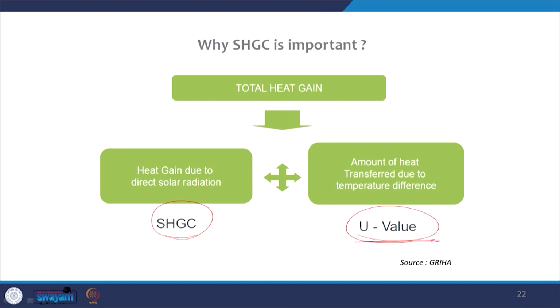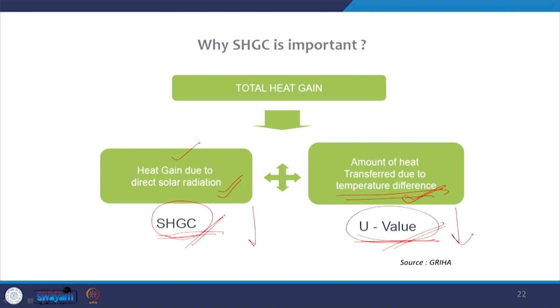Now U value impacts the amount of heat which is transferred due to the temperature difference, which is what we have also seen in the previous lecture, while SHGC is the property of glass which impacts the heat gain due to direct solar radiation. The lesser the SHGC, the lesser the heat gain due to direct solar radiation; the lesser the U value, the lesser the amount of heat transfer due to temperature difference. Now, often if you look at the specifications of the glass, reducing the U value automatically reduces the SHGC. This is often. If we have a doubly glazed unit, for example, a glass unit which has two layers of clear glass with an air cavity in between, in such a case the U value is reduced, but the SHGC is not reduced as much.